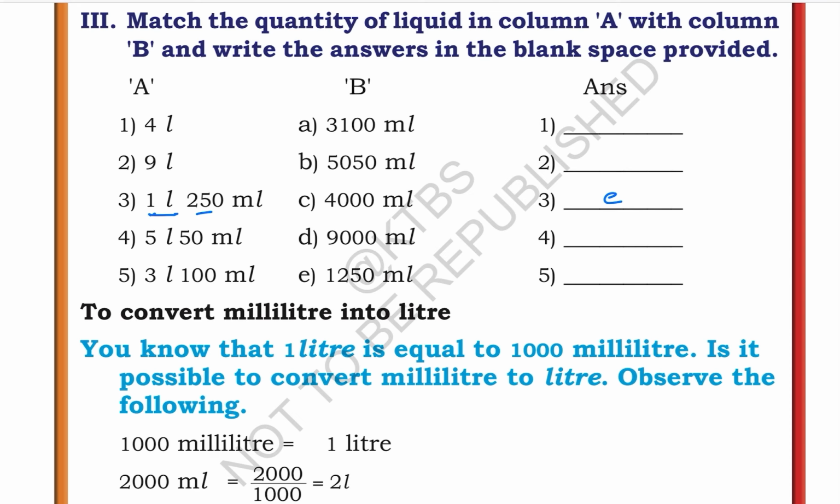Third one is E. First one is C. Second one is D. Okay. Now fourth one. 5 liter 50 milliliter. 5 liter means 5000 milliliter, 5050 milliliter, which is B. 3 liter 100 milliliter, 3100, that is A.